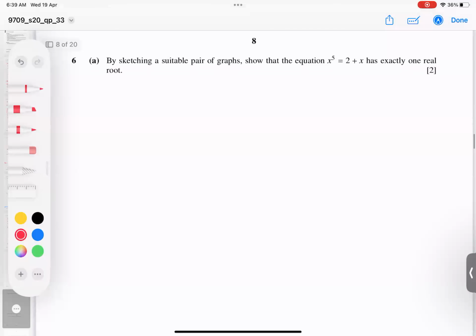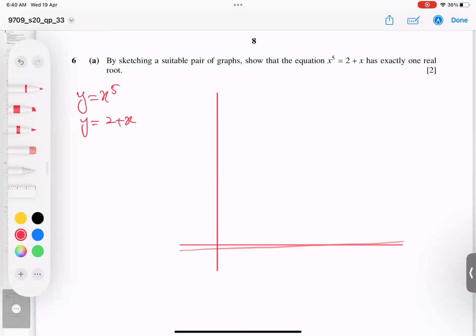The next question is, by sketching a suitable pair of graphs, show this equation has exactly one root. How can we do it? y is equal to x to the power 5 separately, and y is equal to 2 plus x separately. And I'm going to sketch both, because he said sketch. Let's see and prove that it has only one.